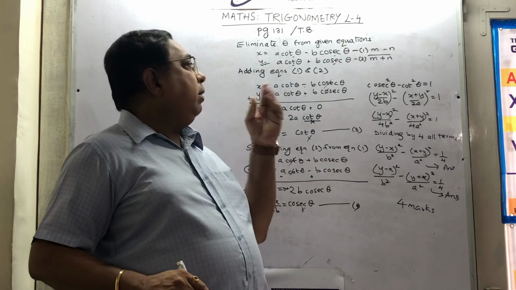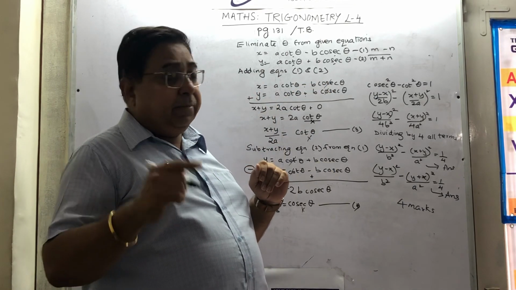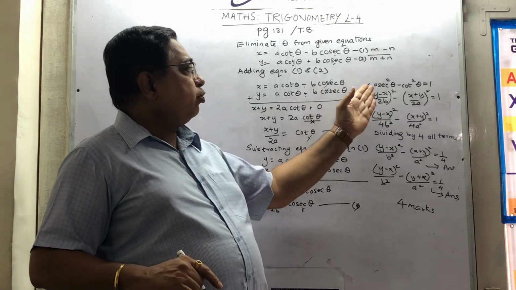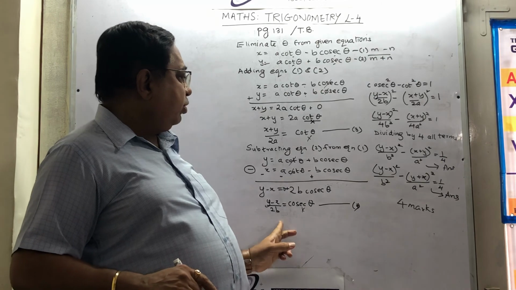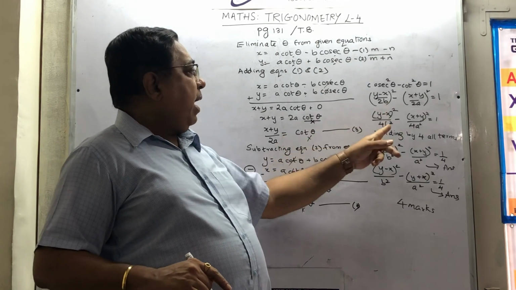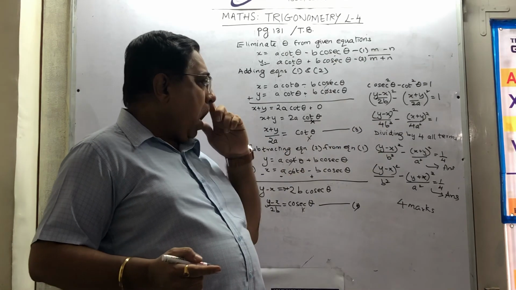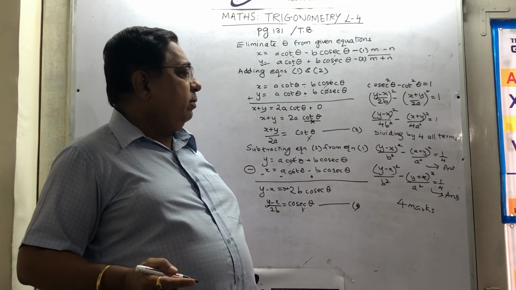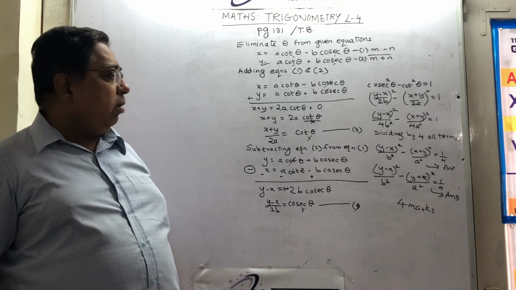But I have identity number 3, where cosec and cot are related. Cot square theta is cosec square theta minus 1. Identity number 3, I change the side. So cosec square theta minus cot square theta is 1. Substitute the values for cosec square and cot square, and divide by 4. You can leave it, but 4 and square are together. That's why we have done it like this, and we get an answer like this. Okay, nothing more to solve.